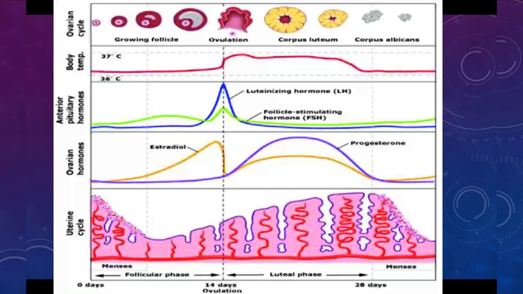Remember, it was the corpus luteum that secreted progesterone to maintain the lining of the uterus. The corpus luteum is going to break down and progesterone is going to stop. And then we can't have the endometrium being maintained anymore. So it's going to break down, and that occurs during menstruation.